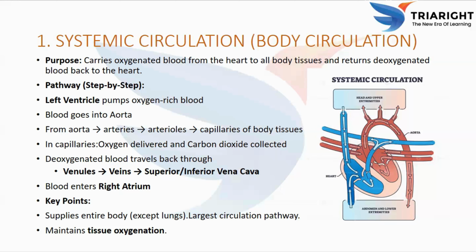Here you can see the picture of systemic circulation. The red color represents the oxygenated blood, which is rich in oxygen, whereas the blue represents the deoxygenated blood, which is rich in carbon dioxide. Here the blood moves from the left ventricle through the body tissues to the right atrium. It shows the direction of the blood flow out from the heart via arteries and back to the heart via the veins. So this is about the systemic circulation.